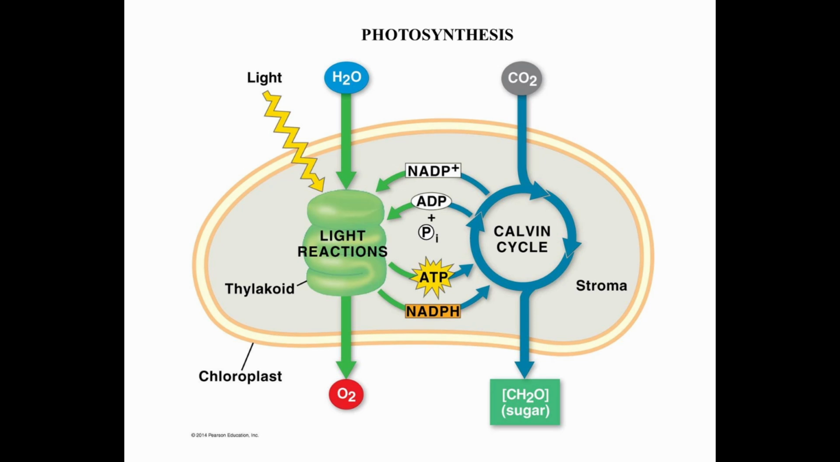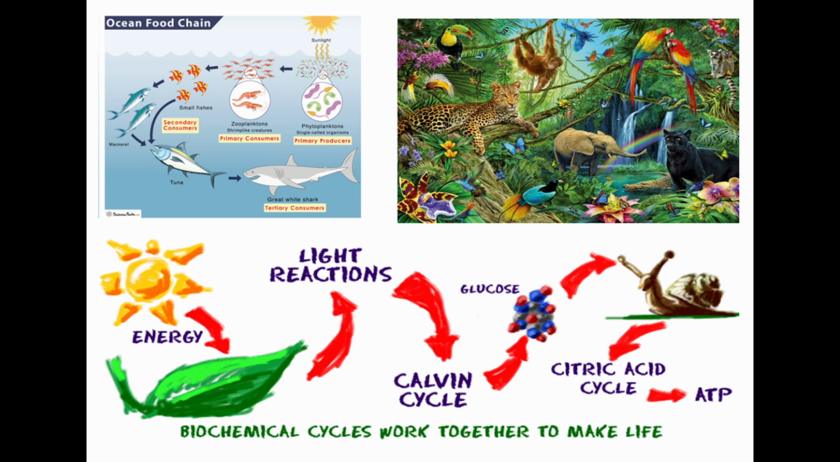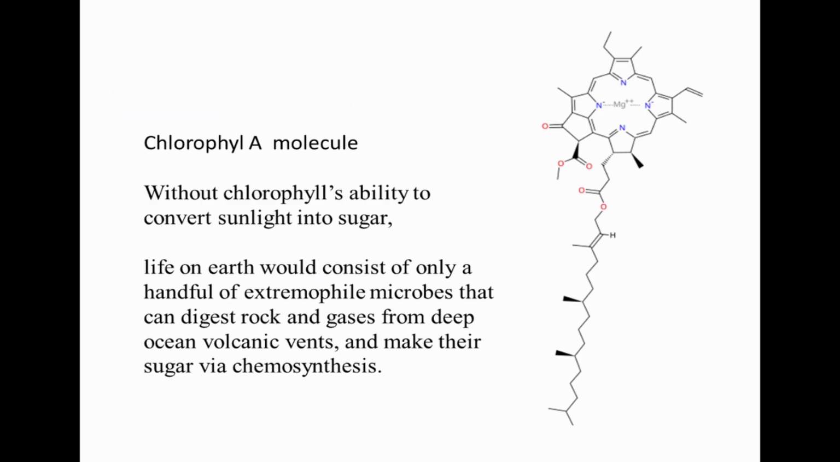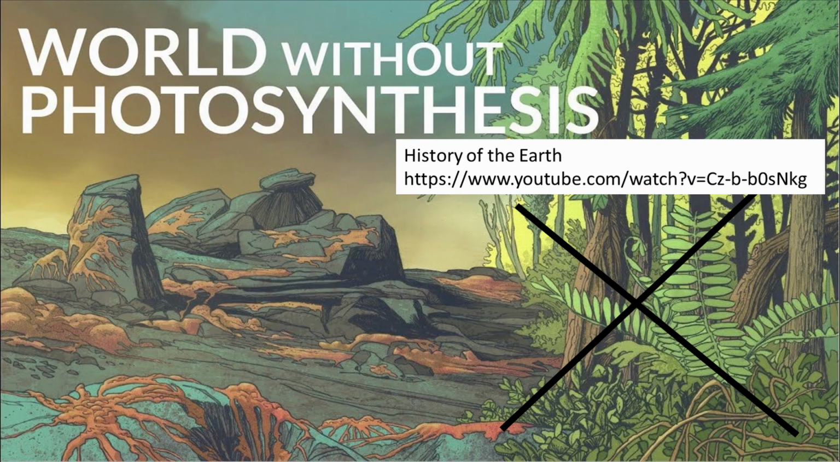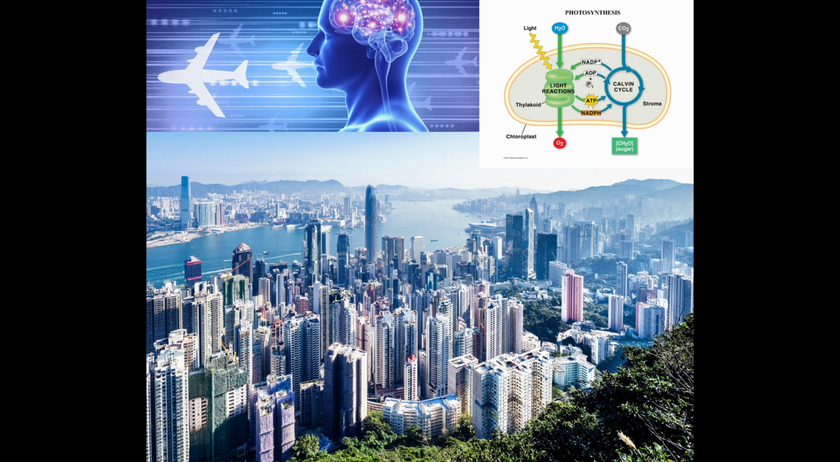I hope that I have given you a vision of the complexity of photosynthesis and given you some respect for the photosynthetic organisms that produce the sugars that form the base of the food chain, on which 99.9% of all living organisms depend. Without chlorophyll's ability to convert sunlight into sugar, life on Earth would consist of only a handful of extremophile microbes that can digest rock and gases from deep ocean volcanic vents and make their energy via chemosynthesis. Without photosynthesis, we would have no multicellular organisms or the diversity of life forms we see on Earth. Humans and civilization would never have come into being without photosynthesis.